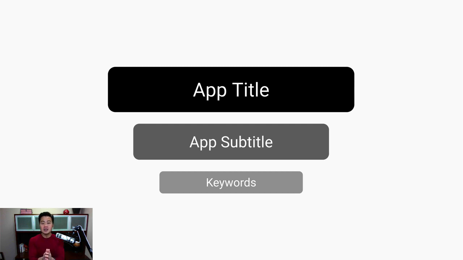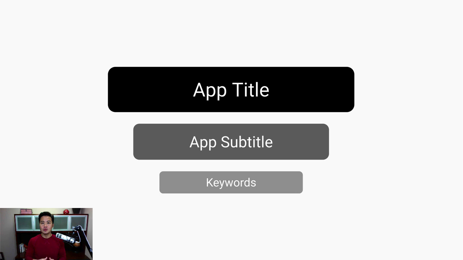Number two is going to be the subtitle. Have your secondary keywords, the ones with a little less difficulty, the ones that are just as relevant but a little bit less difficulty in your subtitle. And then lastly, everything else that you want to target should be as part of your keywords field.